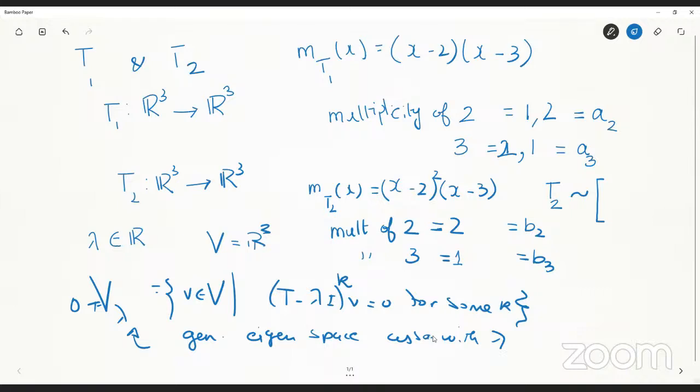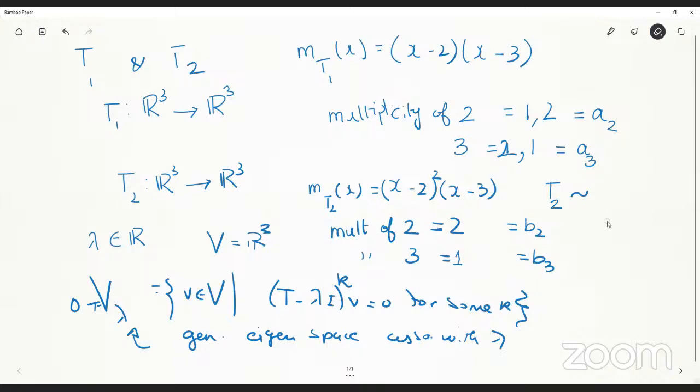Here you are given some minimal polynomial information of two operators, and you are asked to compare their multiplicities. The second operator has the minimal polynomial which is already degree 3. Because the minimal polynomial divides the characteristic polynomial, and being monic, it has to be the same as the characteristic polynomial up to some scalar. But we are only worried about the multiplicities of the roots, which is also the dimension of that particular space. So the multiplicity of 2 is going to be 2, which is B2. Multiplicity of 3 is going to be 1, which is B3. So B2, B3 must be 2 and 1.